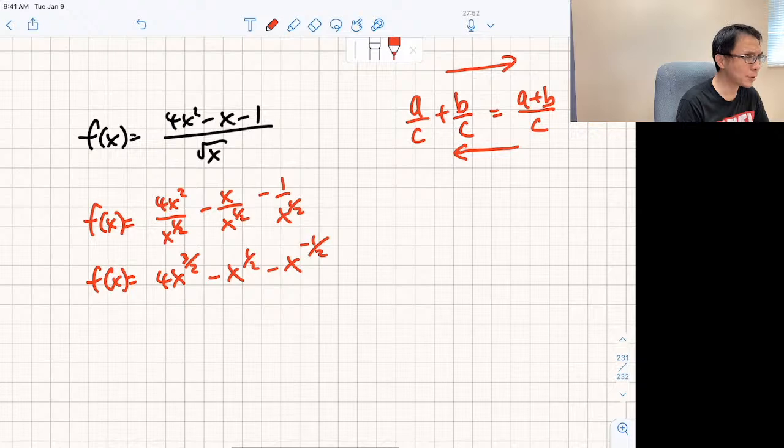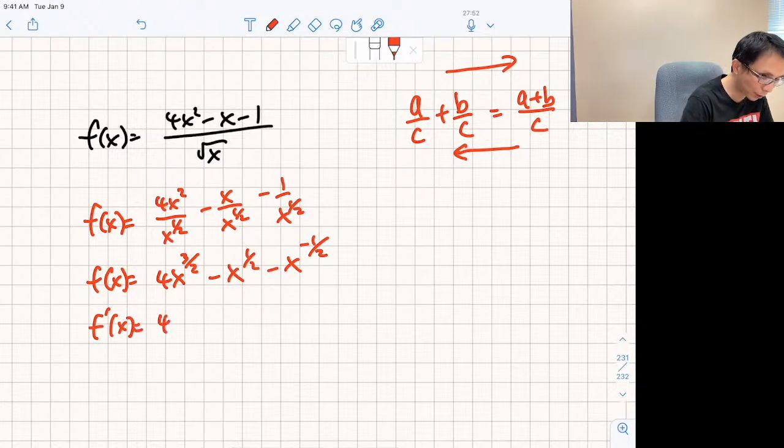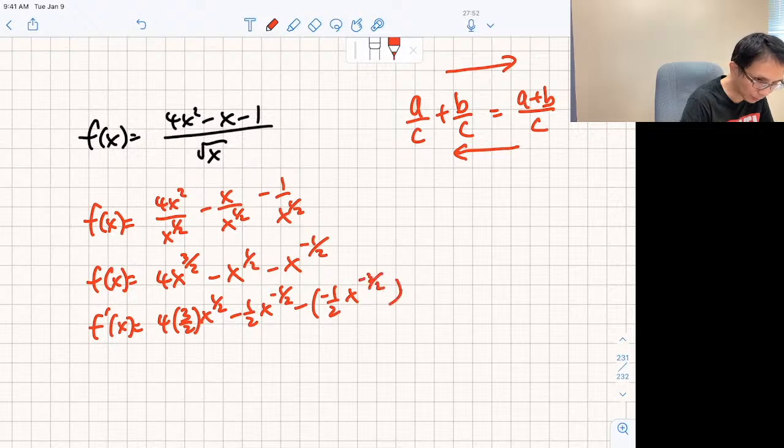Am I going too fast? So far it's okay? Did I take a derivative yet? No. Do you see how I write the next line? I write down f prime of x. That means at that time I take a derivative. So it would be 4 times 3 over 2, x to the 1/2, minus 1/2 x to the negative 1/2, minus negative 1/2 times x to the negative 3 over 2.